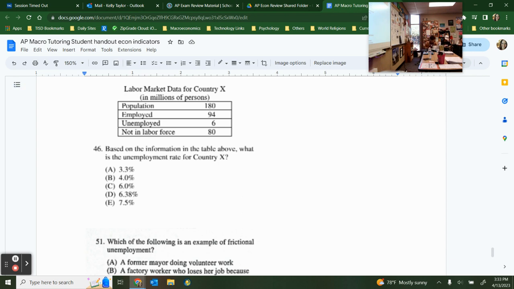Unemployment equals number of people minus number of people, divided by. I mean, I understand unemployment, that would be divided by. So it's saying this is divided by 180 minus 80, which equals 30.